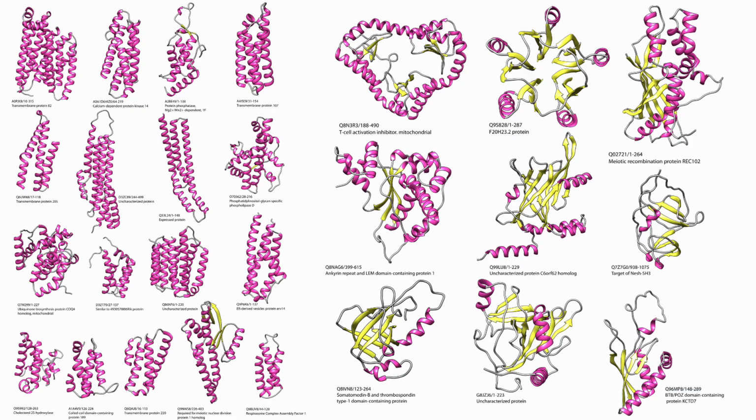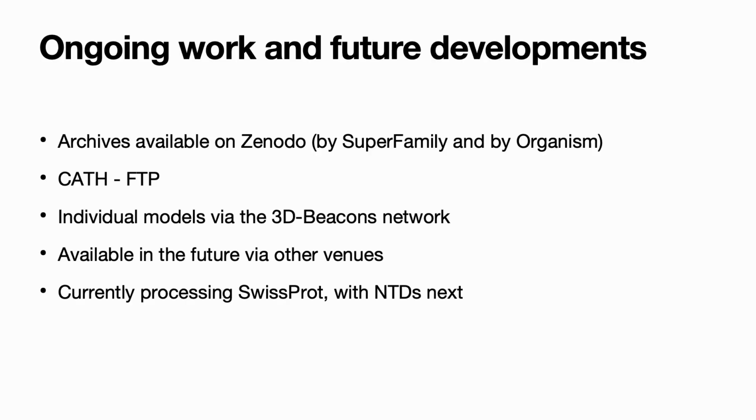So these are the other 26 folds, as you can see here, and all of these domains are available on Zenodo by superfamily and by organism, as well as on the CATH FTP. Then individual models are going to be made available through the 3D Beacons network, and in the future they're going to be available through other venues. And currently we're processing Swiss-Prot, with neglected tropical diseases next.